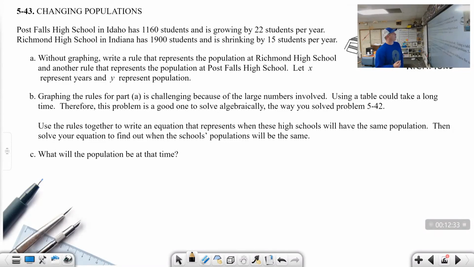Post Falls High School in Idaho has 1,160 students and is growing by 22 students per year. Richmond High School in Indiana has 1,900 students and is shrinking by 15 students per year. Okay, we're not going to graph it. We're going to create 2 rules, and we're going to figure out how many years it will take for them to be the same, and then we're going to figure out what the population is.